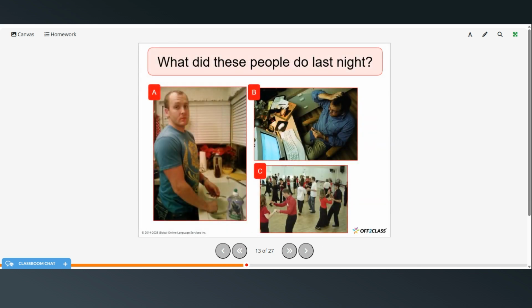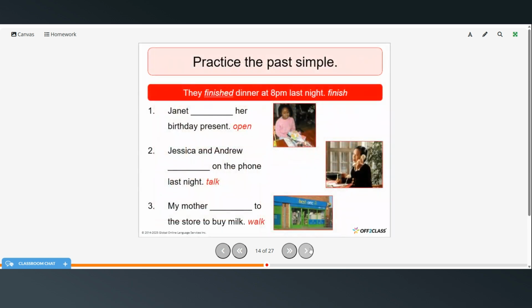All right, so now describe what these people did last night. So we might say he washed dishes, he worked on his computer, they went dancing. All right, now practice using the past simple. They'll give you the verb and then put it into the past simple form in each sentence. You can pause the video, try this on your own, and then restart when you're ready to check your answers.